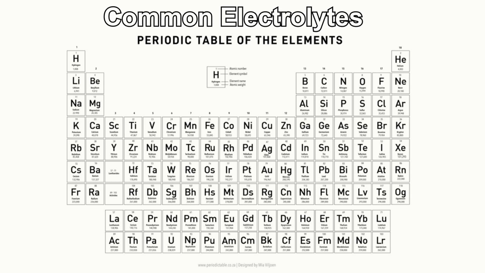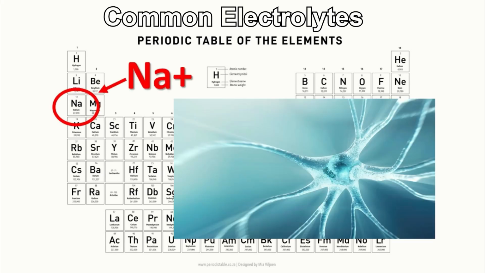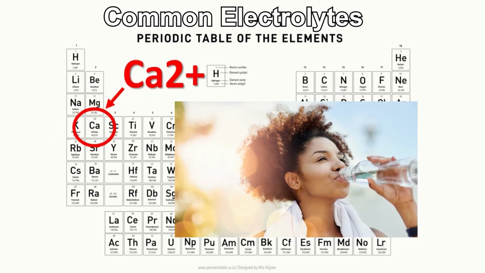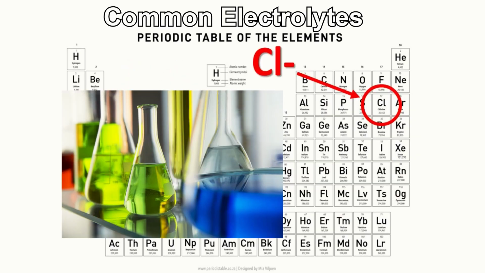Some of the most important ions are sodium, which is crucial for nerve conduction, potassium, which is important in muscle contraction, calcium, in this case it loses 2 electrons, which makes it especially positive, which plays a role in maintaining fluid balance in your body, and finally chloride, which helps regulate pH levels in your body.